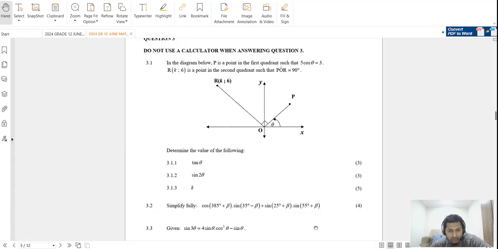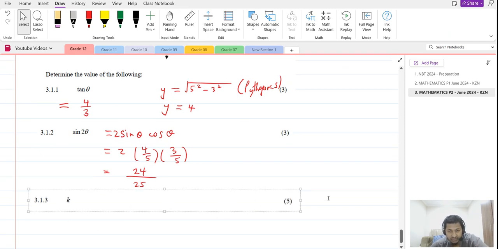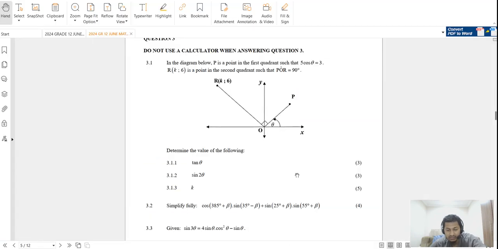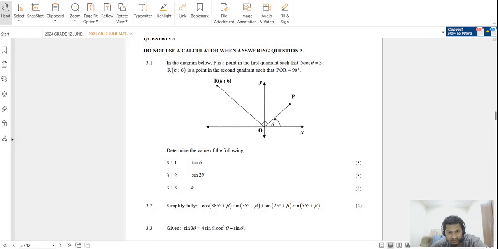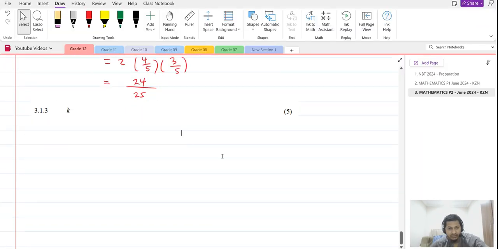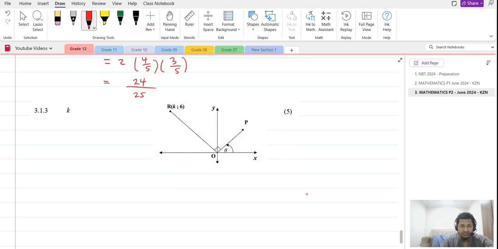Moving on to 3.1.3, the value of k, and it's 5 marks. Wow. Alright, so let's see. Yeah, these are the types of questions where you've got to think. Now let me recopy this diagram down and see what we can do here. The value of k, right? So remember, we forgot to draw this diagram as well. We need to drop down a perpendicular here. The distance from there to there is k, the distance from there to there is 6.